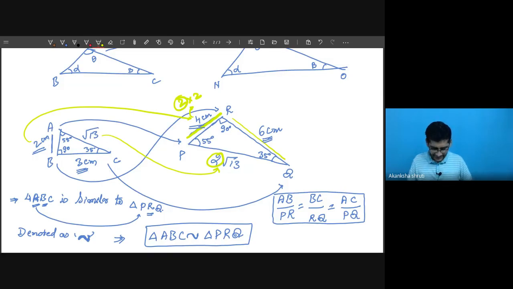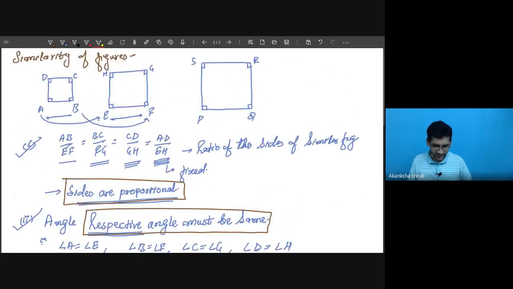Now, from this analysis, we can quickly conclude some of the things. Student, what can we conclude? All the similar figures need not be congruent, but if it is congruent, then it will surely be similar.